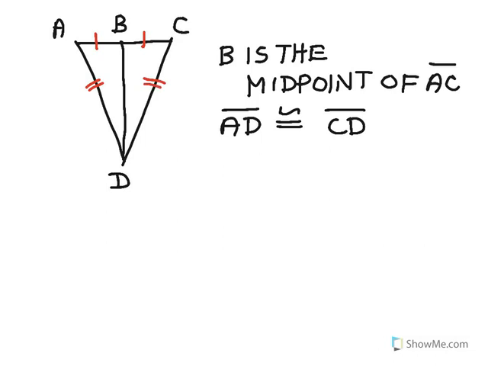Now, the last thing that we can do is recognize that both triangle ABD and triangle CBD share a common side right down the middle, that is segment BD. So I can put in that segment BD is congruent to itself, the reflexive property. These are the 3 pieces of information that I would need to do a proof. So I've got 3 sides of one triangle congruent to 3 sides of the other triangle.